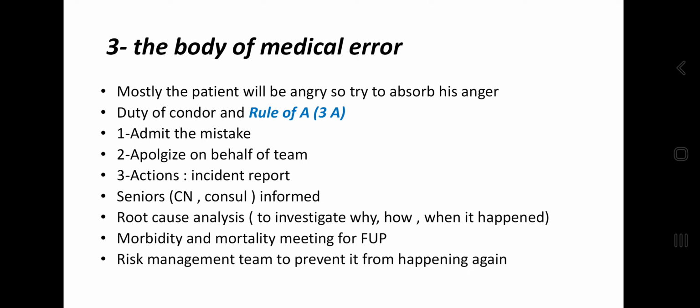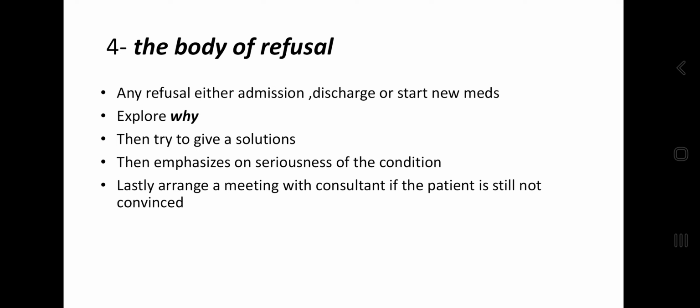And the rule of A, 3A: admit that this is a mistake, apologize on behalf of your team. Actions: an incident report has been written, seniors, charge nurse, and consultant had been informed, root cause analysis to investigate why, how, and when it happened, and a morbidity and mortality meeting for follow up. If you want to ask for a complaint, follow up the incident report with the risk management team, which is used to prevent this mistake from happening again and to update our policy in the hospital.